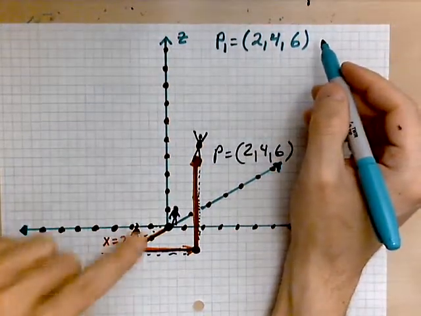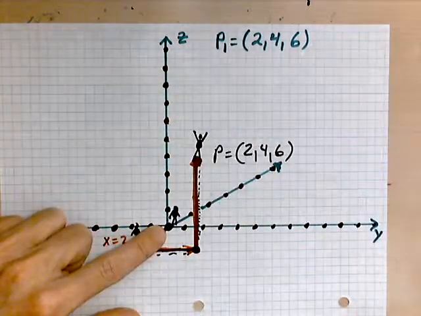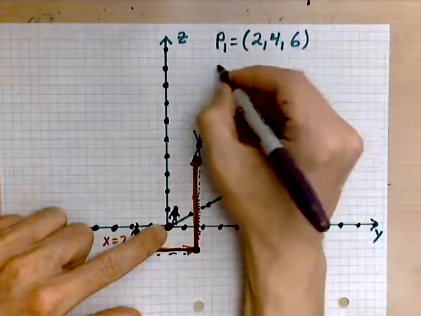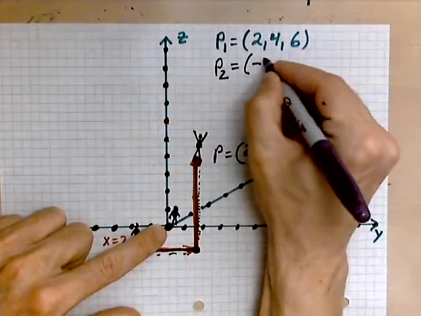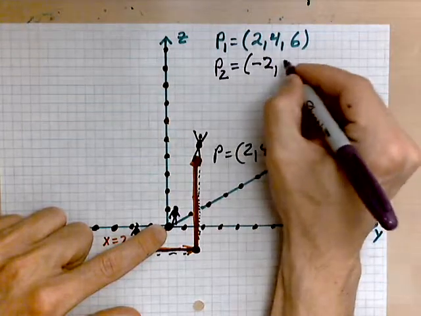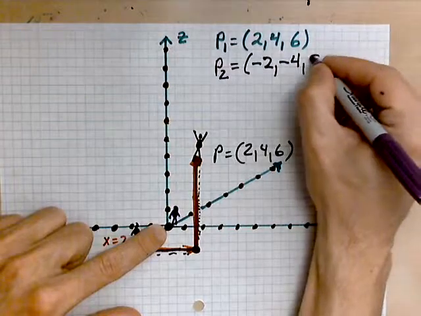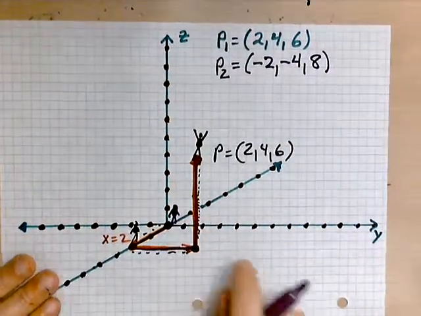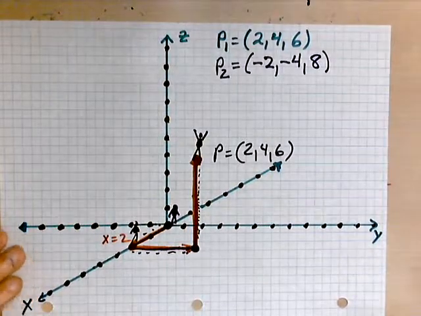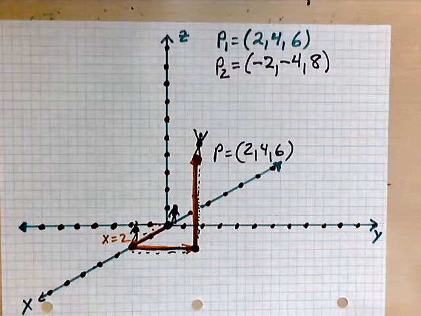Now say he will once again begin from the origin, and he's got to run over to the point P2, whose coordinates are negative 2, negative 4, 8. So he's got to reach that point beginning from the origin. So what sequence of steps will he take to reach that point? Well, take a look.